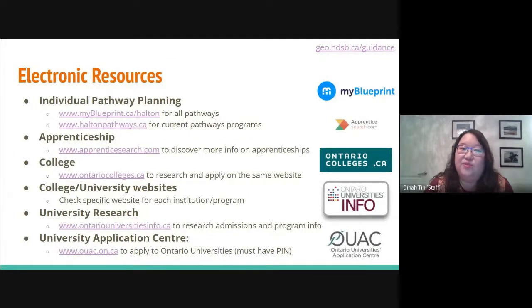There are lots of electronic resources as well. For individual pathway planning, I already mentioned myBlueprint. If you're interested in our pathways programs, which include things called SHSMs and OYAPs, you can go to haltonpathways.ca. For more information about apprenticeship, apprenticesearch.com is a very informative website that you could use. For college, www.ontariocolleges.ca is the website you would use to both research different programs at different schools and also apply on that same website. There are also individual college and university websites that you can access.